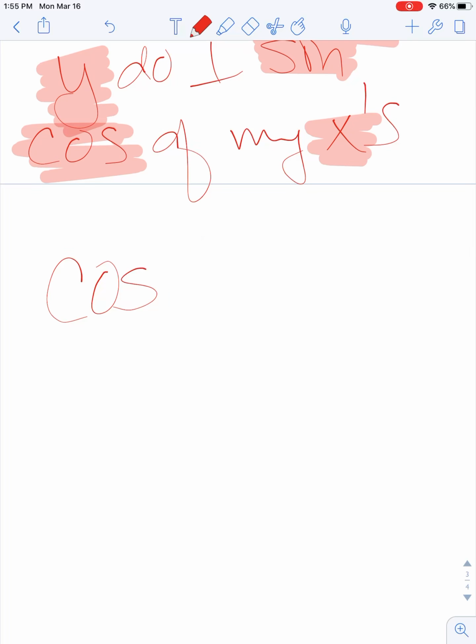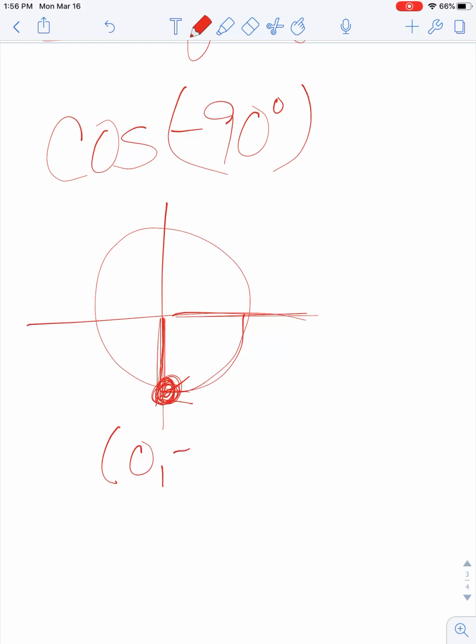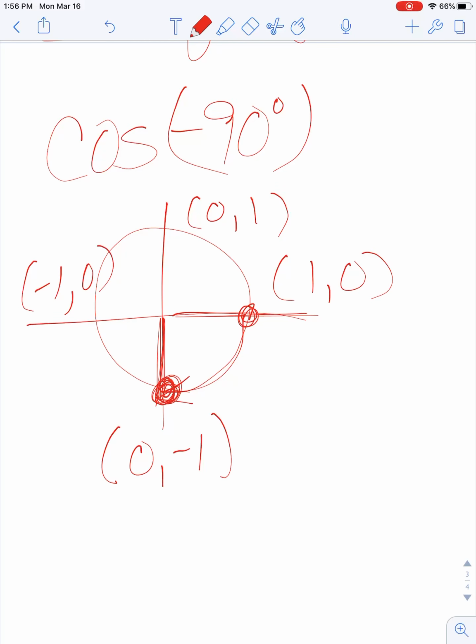Cosine of negative 90 degrees. Drawing the picture. Negative 90. I start here, I rotate down, I'm right here. I land right on the coordinate axis. Here's my radius, or here's my circle. This distance is 1, so this ordered pair is 0, negative 1. You're really going to have to know those ordered pairs. You don't want to write those wrong, because otherwise you're going to get every single one of these wrong.